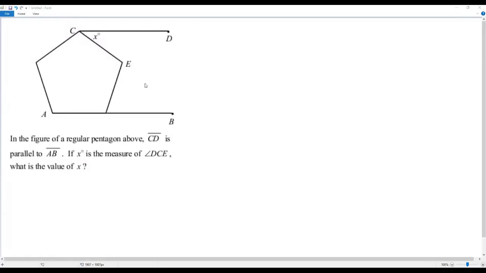Here we have a SAT math problem. Okay, let's go to the question. In the figure of a regular pentagon above, CD is parallel to AB. If x degrees is the measure of angle DCE, what is the value of x? In the given figure, we have to find the value of x over here.